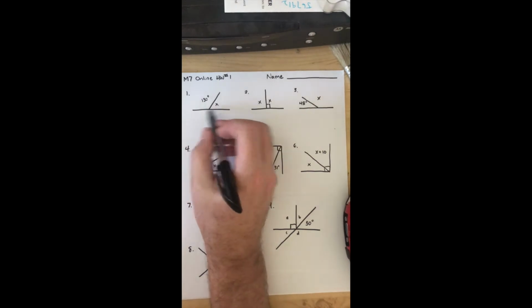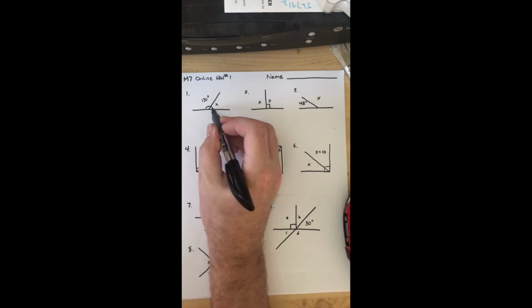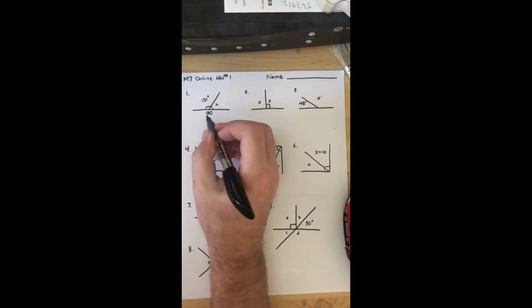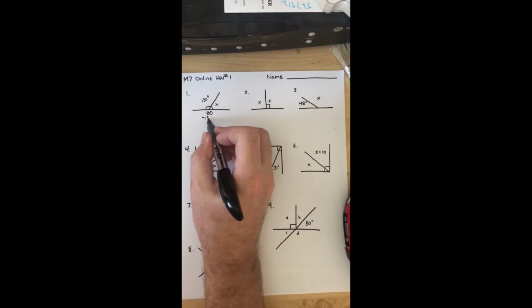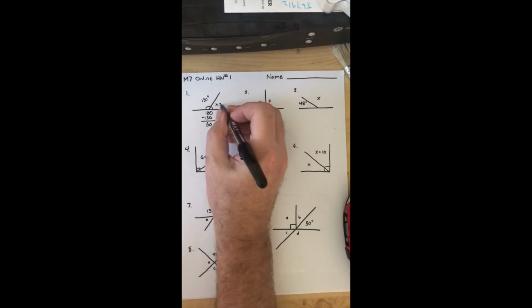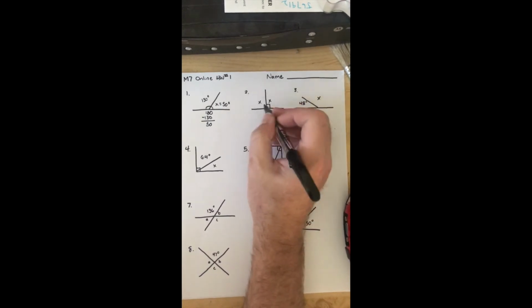Okay, so in review, a straight line is half of a circle. A circle is 360 degrees, so half a circle is 180. Since half a circle is 180, these two add up to 180, so I'm going to take 130 away from 180, leaving me with 50, and that gives me this angle here. Going to repeat the process over here.